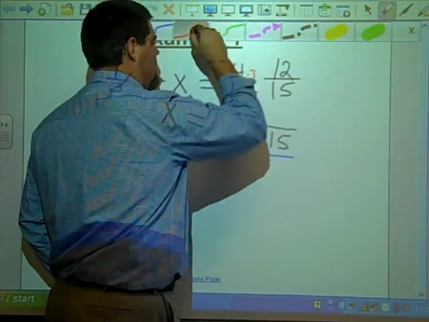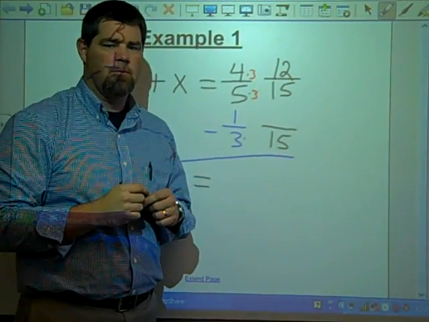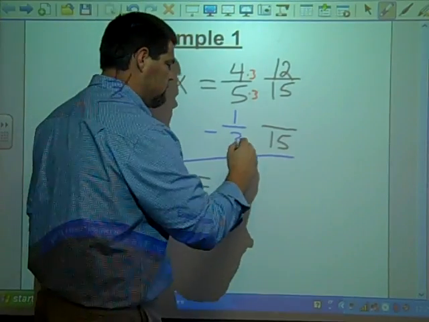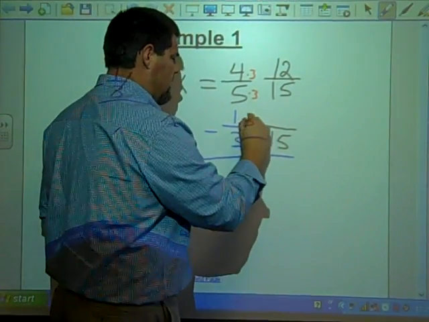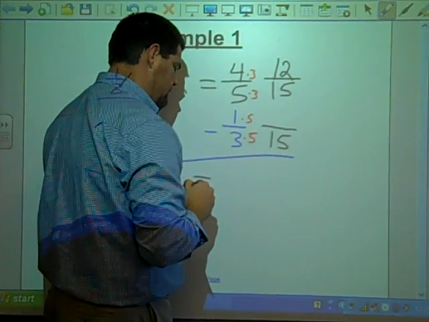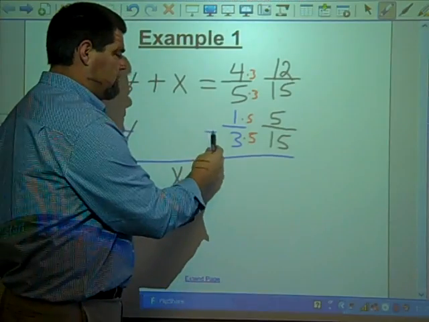All right, now let's do the bottom fraction. 3 times what gives me 15? 5. Okay, 5. And then if I do it to the bottom, I also got to multiply it to the top. So 5 times 1 is? 5.